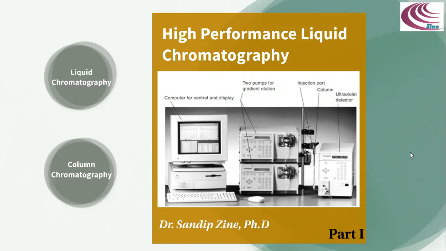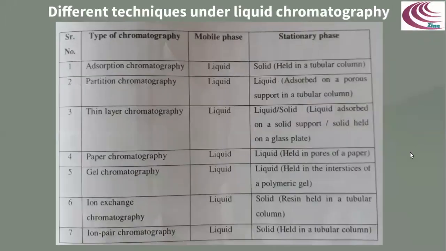As you know, classical liquid chromatography as well as column chromatography. So HPLC is an extension of that, one of the advanced chromatographic techniques. So we will explore this topic on various parameters. First of all, just have a look over here on the slide, different techniques under liquid chromatography. So here we have mentioned the types of chromatography based on mobile phase and stationary phase.